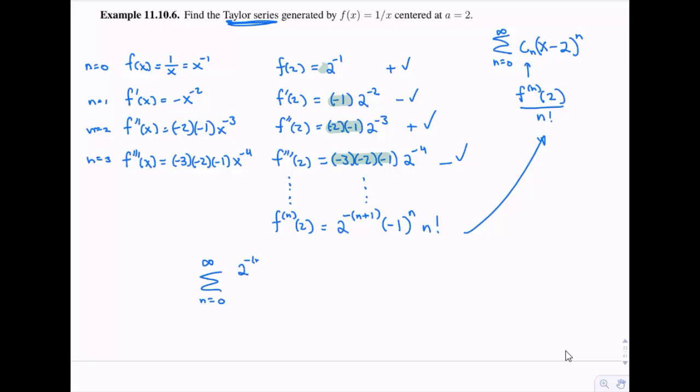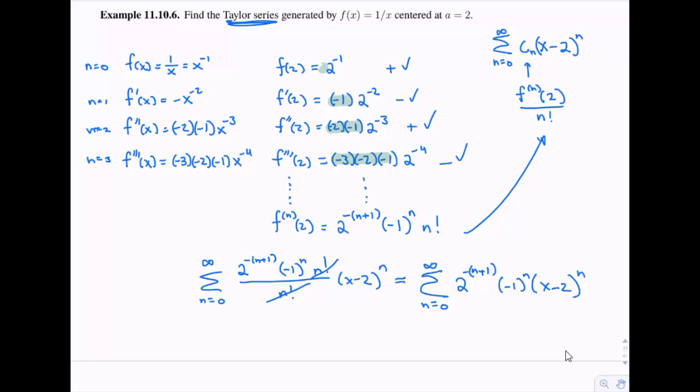So again, this is going to be the sum from n equals 0 to infinity of our c sub n's. So we now know what the derivative is, and now don't forget to divide by n factorial times (x minus 2) to the n. So we have a little bit of cancellation going on here, and we get the sum from 0 to infinity of 2 to the negative (n plus 1) times negative 1 to the n times (x minus 2) to the n.